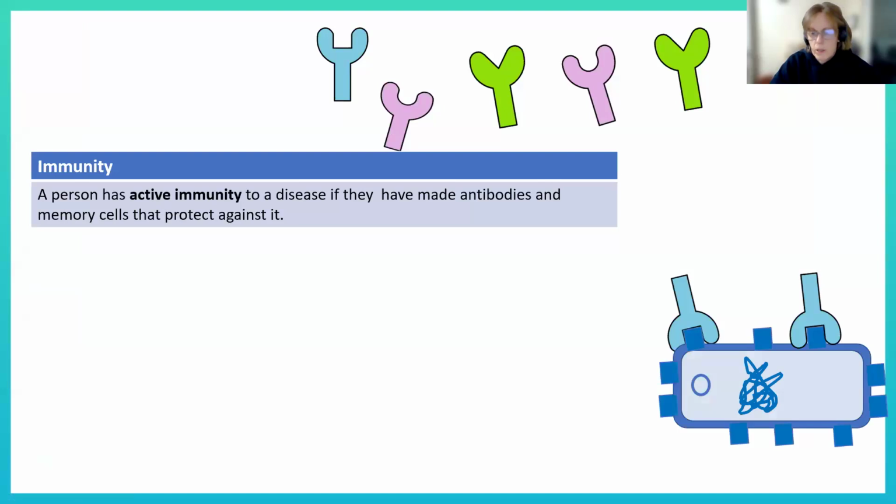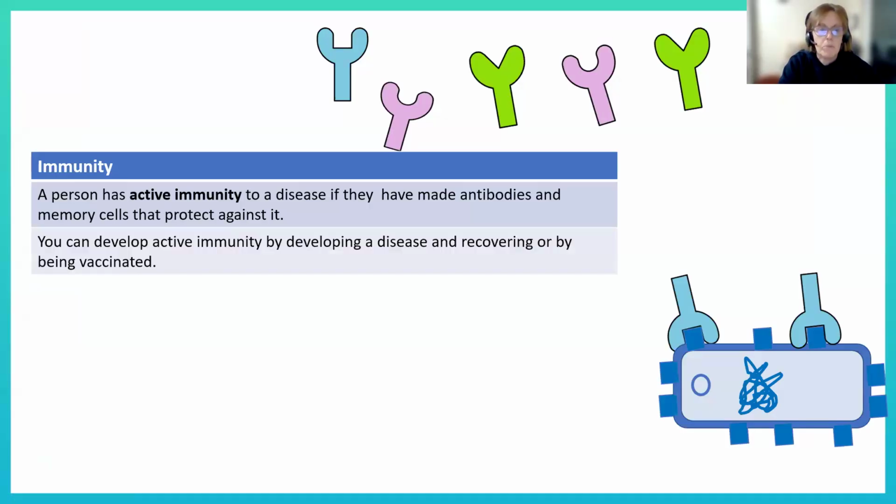So, as I was just talking about, following an infection or vaccination, we become immune, and there's different types of immunity. So you can have active immunity to a disease, and that's if you've made antibodies and memory cells that help you protect against it. So you've recovered from an infection or a vaccination, and these B cells have made a few changes and turned into memory cells. So two ways really you can get active immunity, which is infection or vaccination.